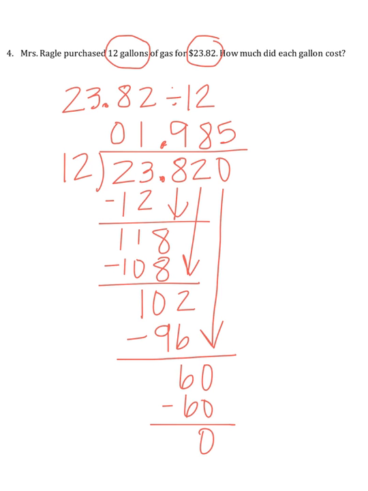Now the question asks, how much did each gallon cost? Because we're talking about money, we need to round to the nearest cent. 1 and 985 thousandths rounds to 1 and 99 hundredths, or $1.99.